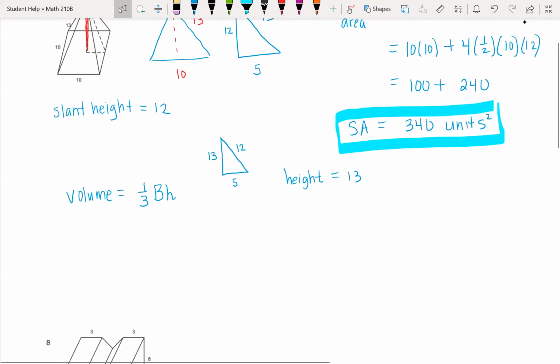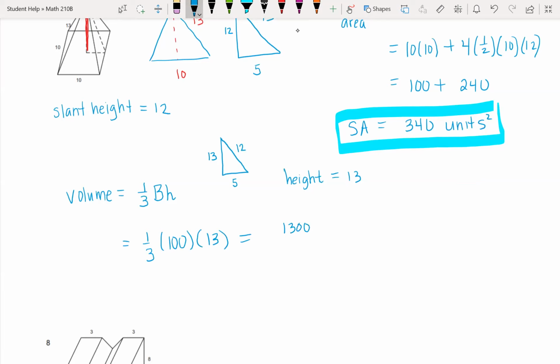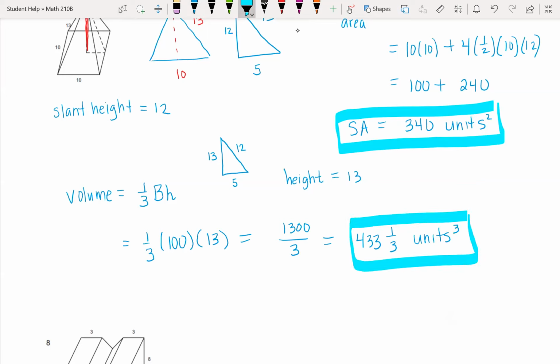All right. So the volume then is going to be 1/3. The base we found was 100, and the height is 13, or 1300 over 3. If you simplify that, let me just double check, 1300. Yeah, you get 433 1/3. And this is units cubed. This is the volume.